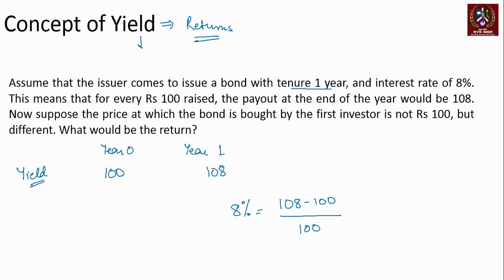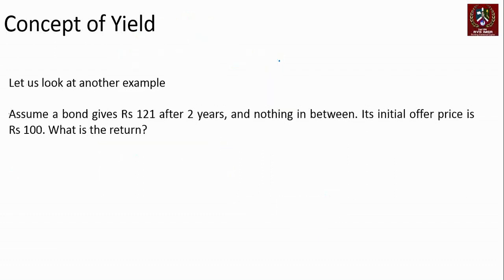So when we say yield, it's also commonly referred to as YTM. And I'll again write it. YTM is nothing but yield to maturity. In simple words, what is the return that you're going to make on the bond if you hold it to maturity, right?